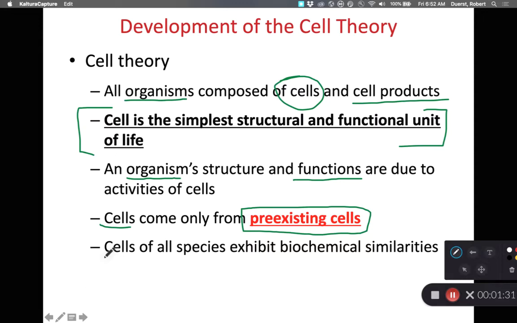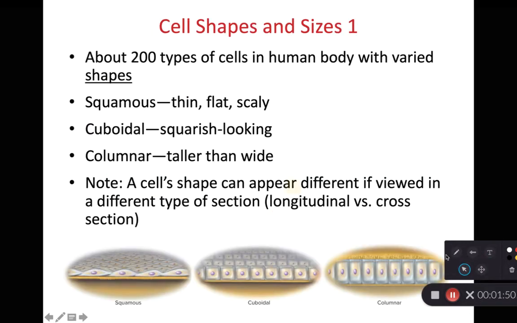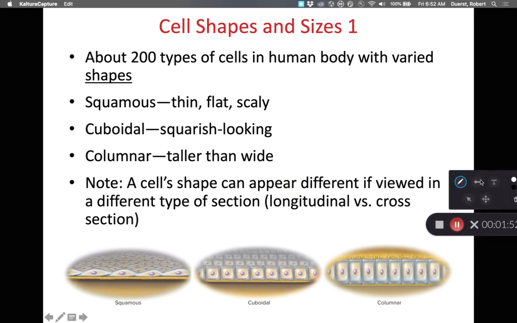As we look at cells within a species, they have a lot of biochemical similarities, but across the spectrum of all species, there are some commonalities among all living cells. There are some common biochemical characteristics across the species spectrum of cells. In human anatomy and physiology, we have about 200 kinds of cells in our bodies, and they have many different kinds of shapes.